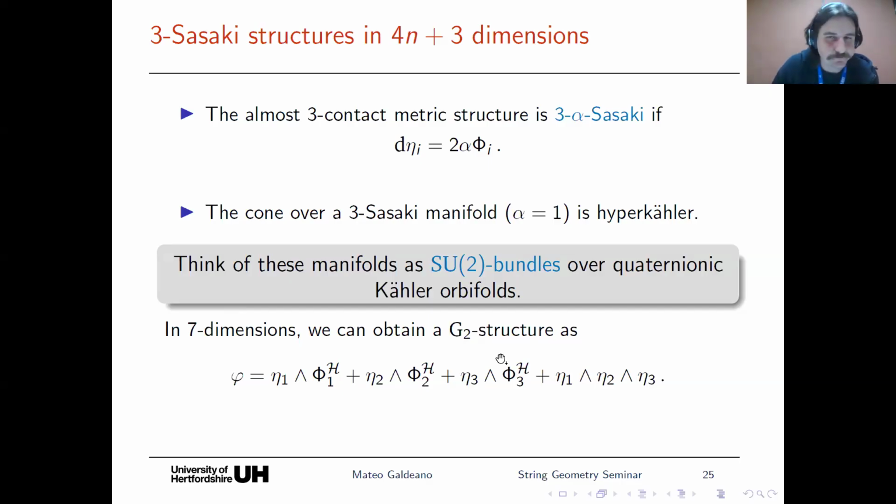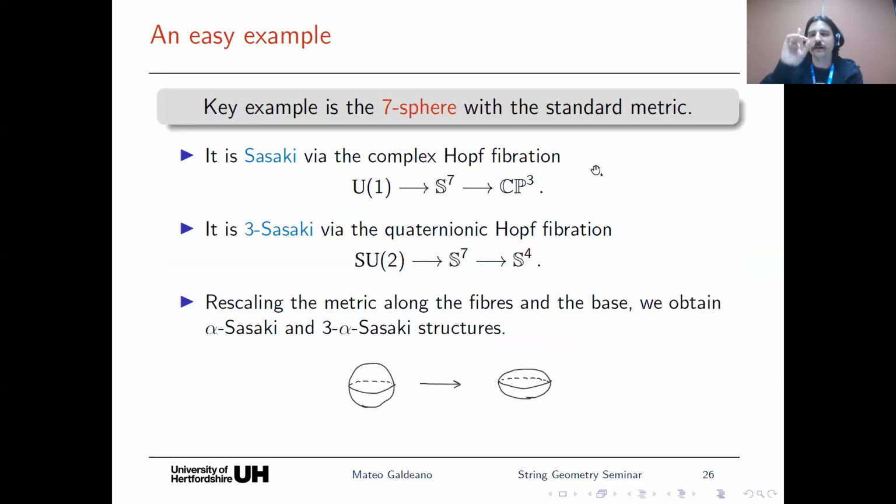Okay, this is very nice. But as I was telling you, well, okay, sorry. I forgot that I include an easy example, of course, because examples are very important. So an easy example is the 7-sphere with the standard metric. It's a Sasaki manifold via the complex Hopf fibration. So you can think of the 7-sphere as a circle bundle over CP3. It's also 3-Sasaki using the quaternionic Hopf fibration. So you can think of the 7-sphere as an SU(2) bundle over S4.